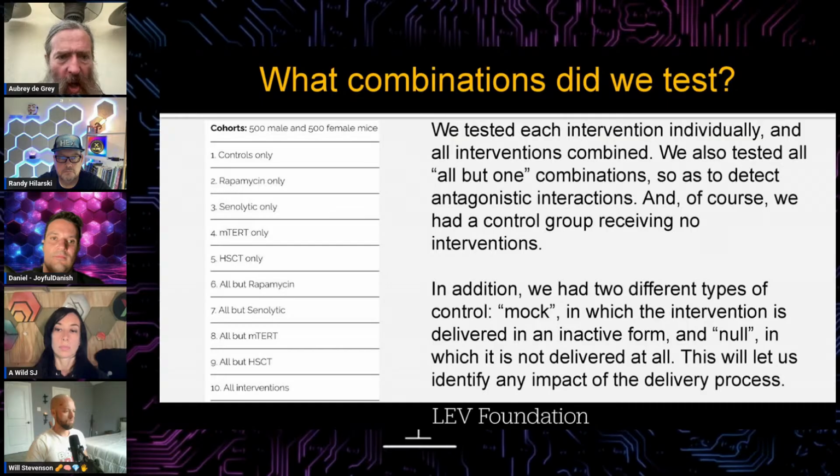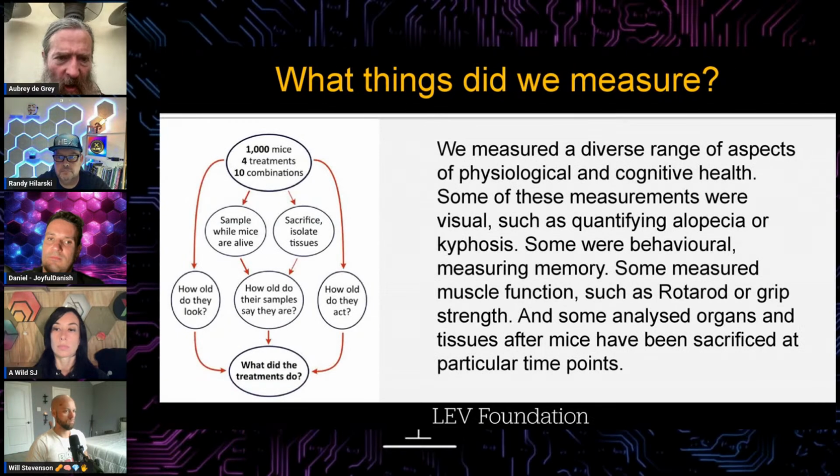So this was a huge experiment. The reason I needed the Pulse Chain money for it was because we were using 1,000 mice split into 10 treatment groups, both sexes, so 50 mice per treatment group per sex. Very, very complicated experiment, cost $3.5 million, and it would have cost more if we hadn't cut a few corners. We measured lots and lots of aspects of health.